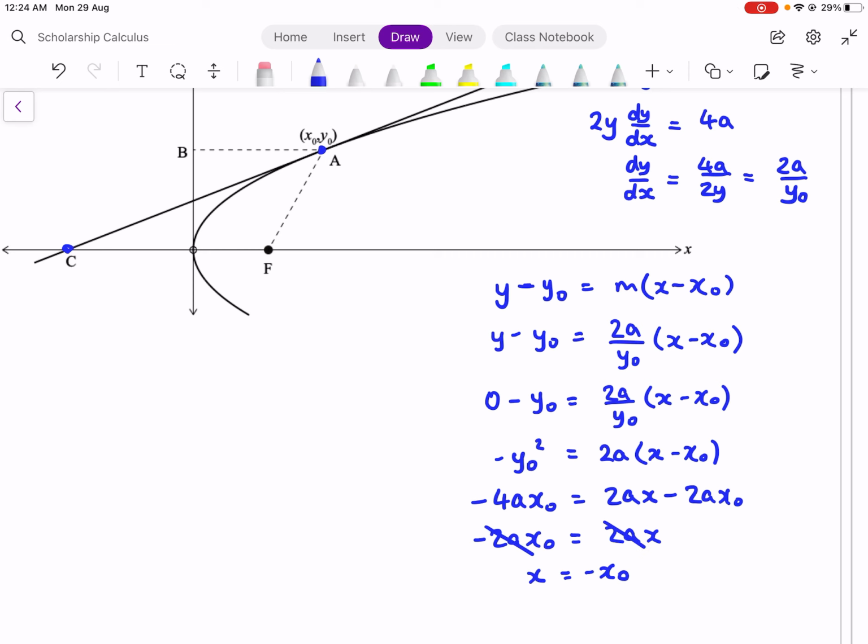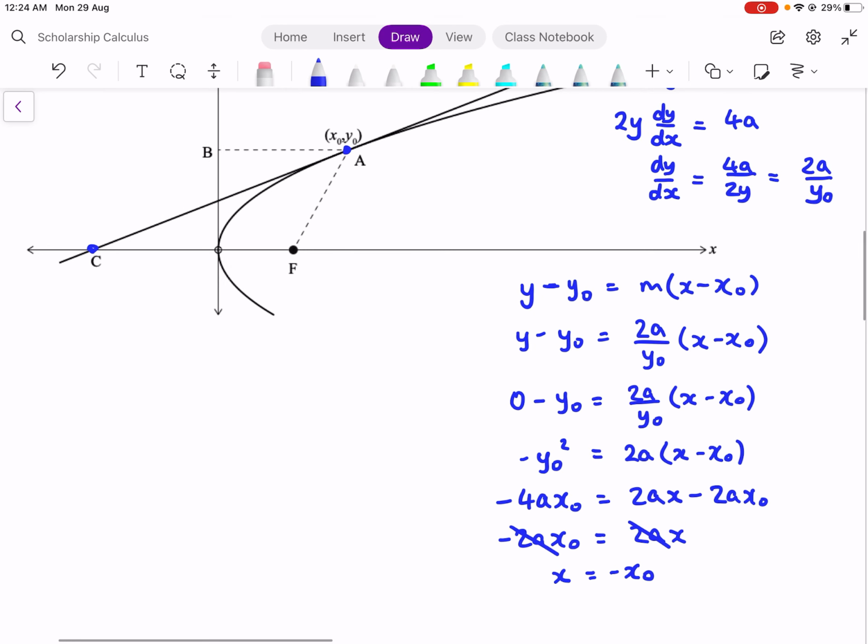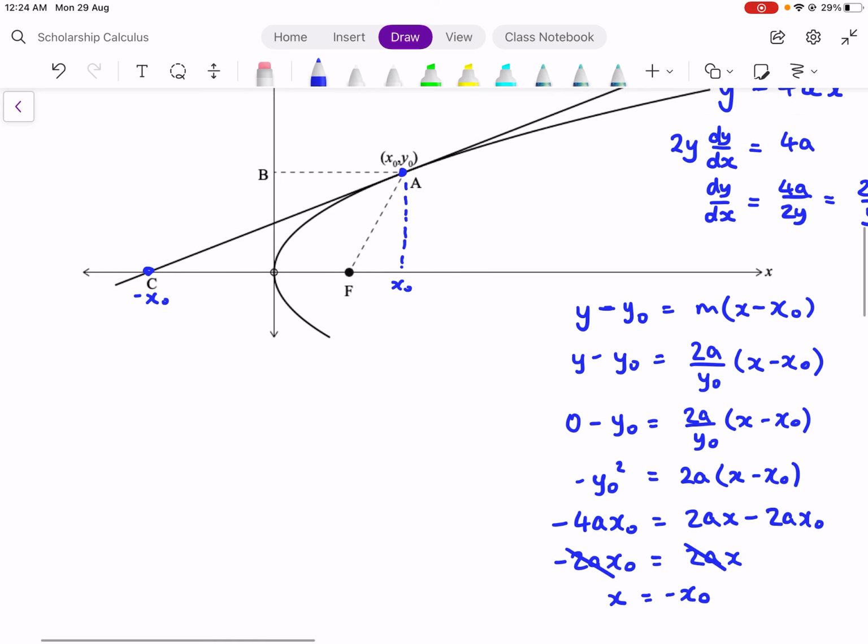What have I just achieved there? Looking back at the diagram, this position here is x naught. This position here is minus x naught. Okay, that's quite neat. How have I proven that the angles bisect?